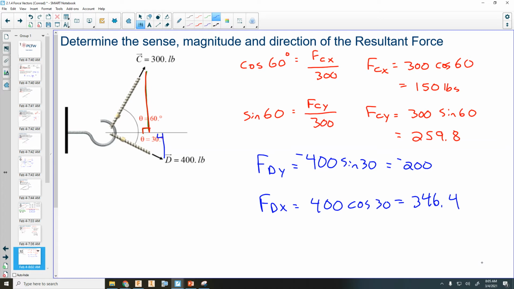Okay. So then, now is when we use our other formulas. The sum of the forces, we do the sum of the forces in the x direction. So what's our two forces in the x direction? We got 150 plus 346.4. So that's what? 496. Is that right? 496.4.